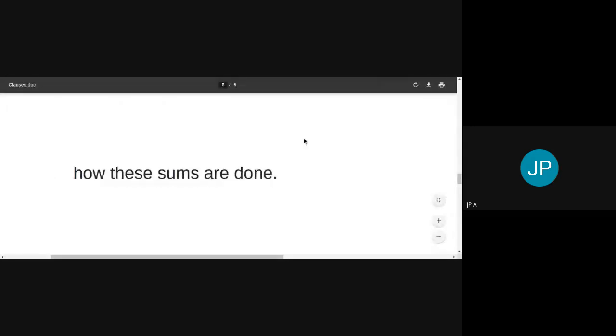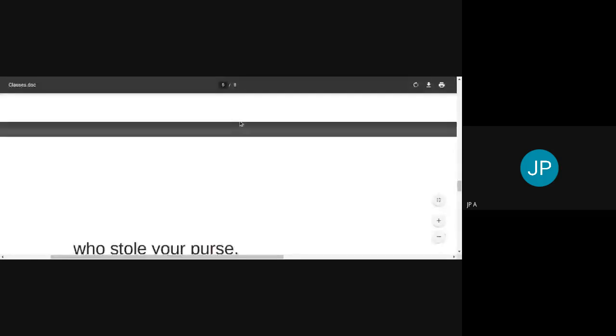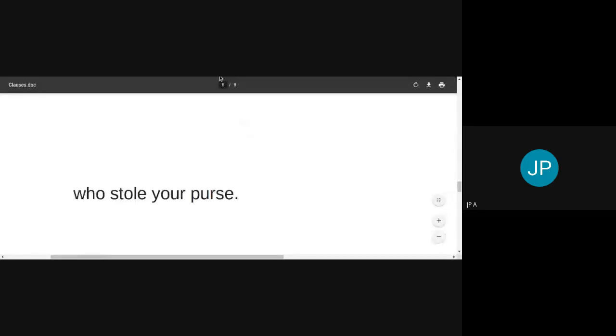Please tell me the way how these sums are done. Okay, I know the boy. Person പറയുമ്പോൾ who. Okay, that is correct. Who stole your purse? I know the boy who stole your purse.